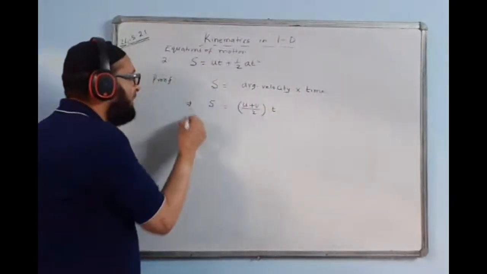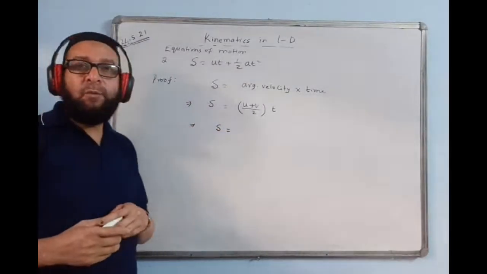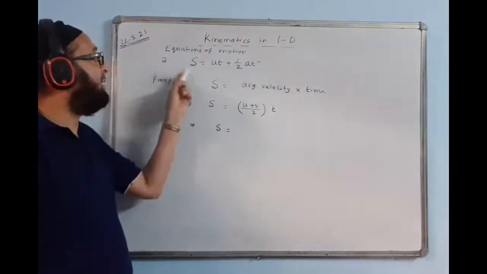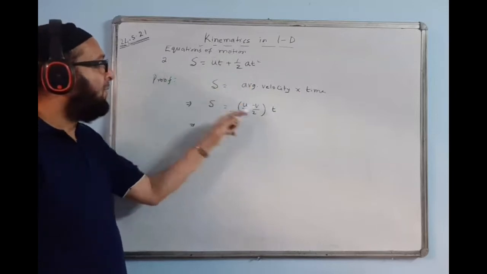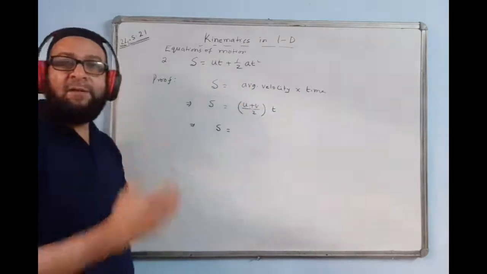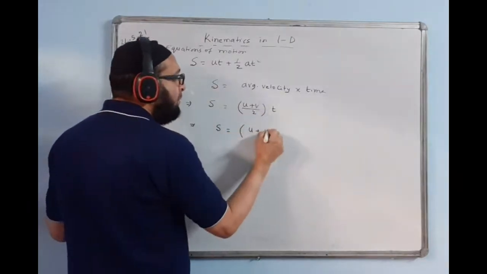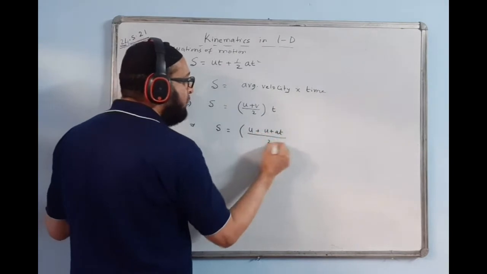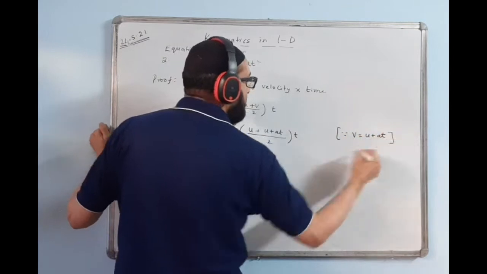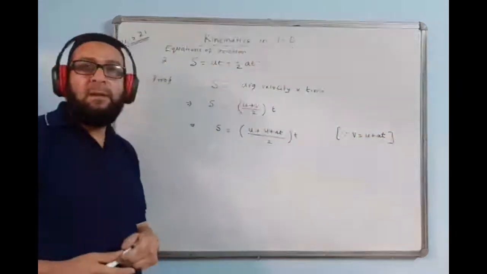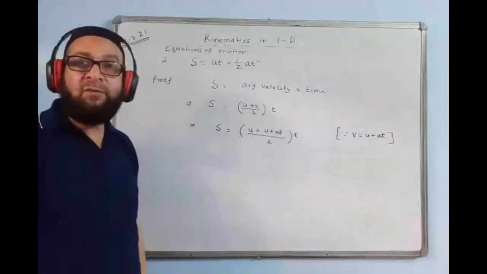So next line we write S. The formula which we are going to prove does not contain v. Is v coming there anywhere? Just look at this. No. We'll eliminate v. We'll replace v. The other things I'll just copy. In u plus v, we'll put u plus at from formula number 1, divided by 2 into t. You can make a note, since v is equal to u plus at. Just now I proved it. I'm substituting the value of v from the first formula.